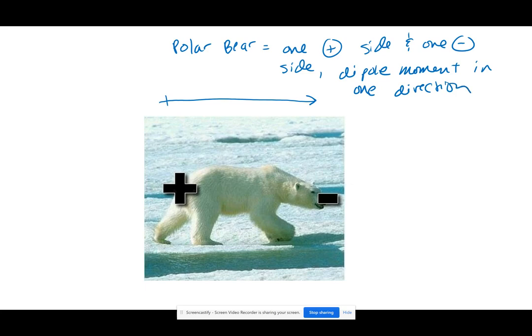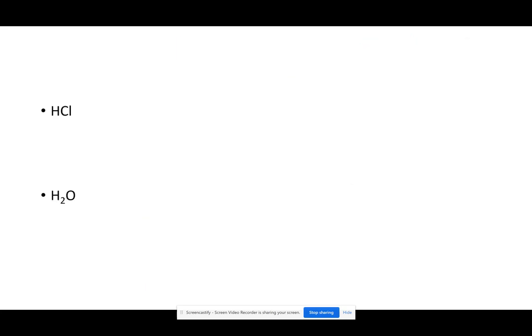So this is also what makes molecules polar. So HCl, if I do the Lewis structure, looks like that. Chlorine is more electronegative than hydrogen, so chlorine would be the partially negative, hydrogen would be the partially positive, and so I do have that definitive dipole pointing in one direction, and so this is a polar molecule. We're going to skip water for a second.